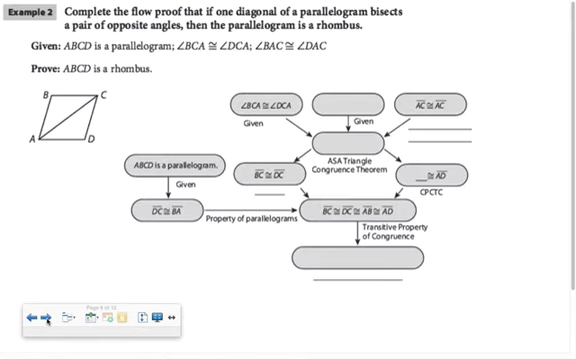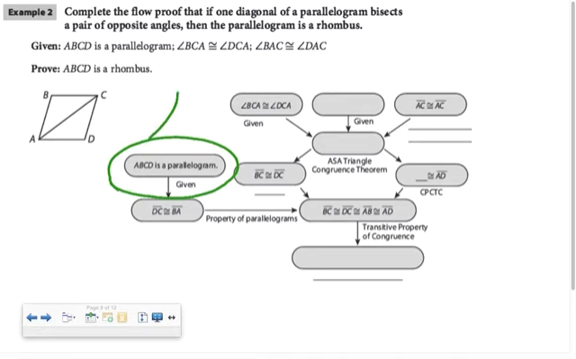So now we're proving one of them. I'm given that this is a parallelogram, and I'm given a few congruent things. Now, because this is a flow proof, they have a certain order in which things are going. All right, so let's check out all of our givens.